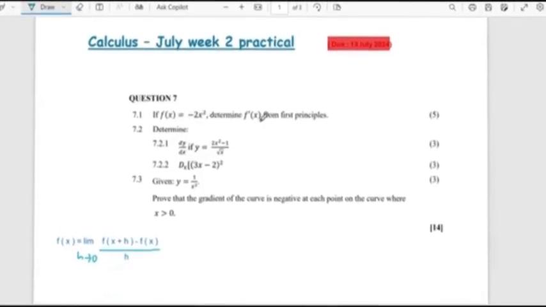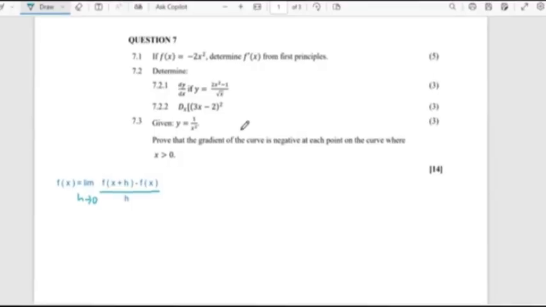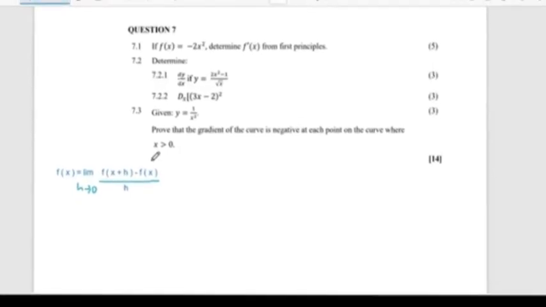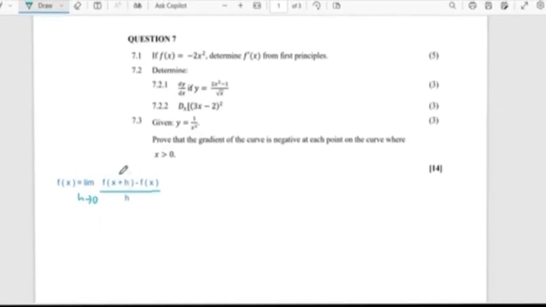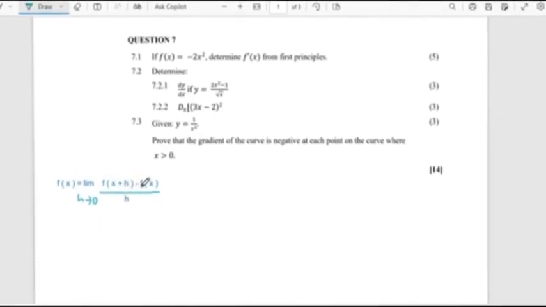minus 2x squared using the first principle. Now, let us go about doing that. First, you will plug in your first principle formula, which is there at the back of your question paper. Then you substitute f of x plus h. This simply means where you see your variable x, you substitute it with x plus h, minus the original f of x.